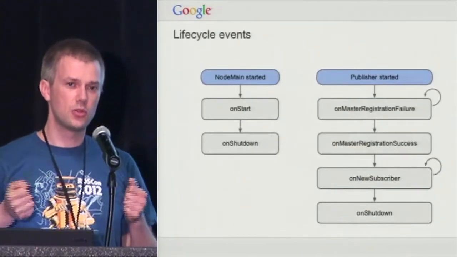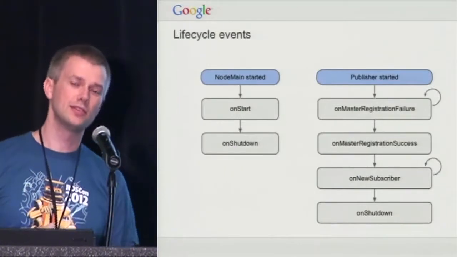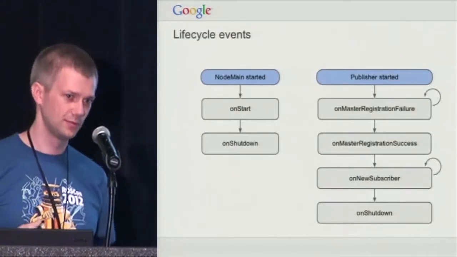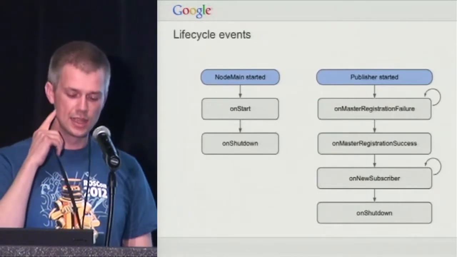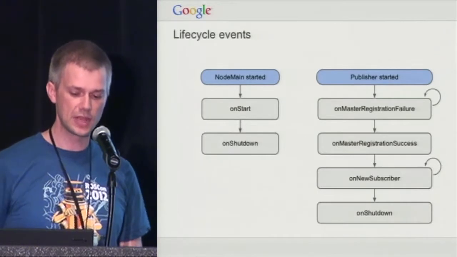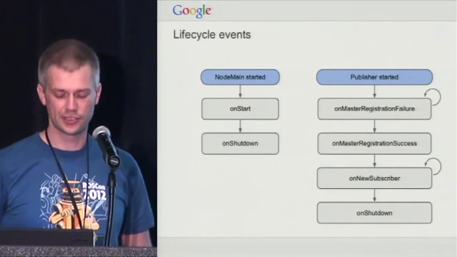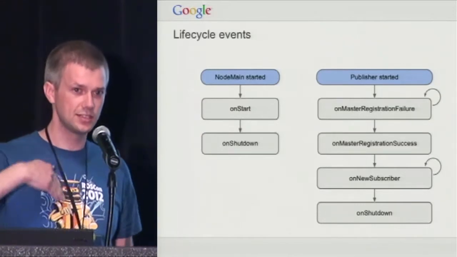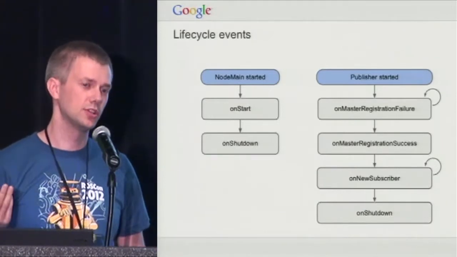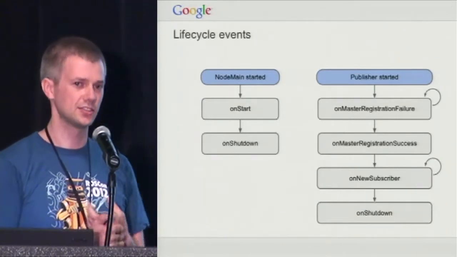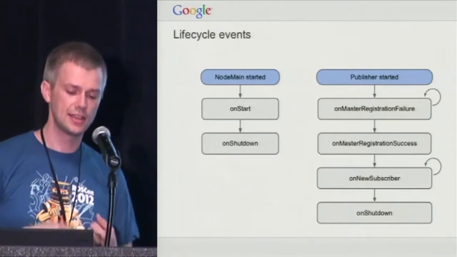So you can run all of your node mains in one process, or one JVM, rather than creating multiple processes, one for each node, which is the normal thing unless you're using nodelets. So the lifecycle events on the node main, you have on start, on shutdown. There's actually also an on shutdown complete. And these get called as the node basically comes up. So on start is called once the node has its slave server running and everything it needs to initialize is all done. Then on start gets called.